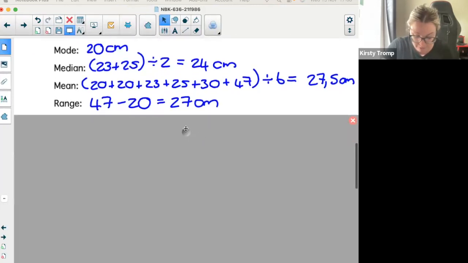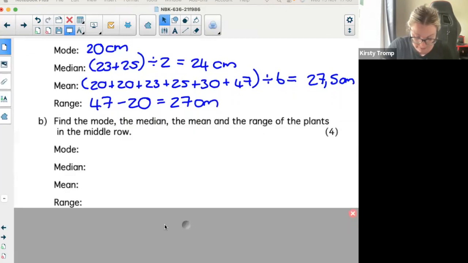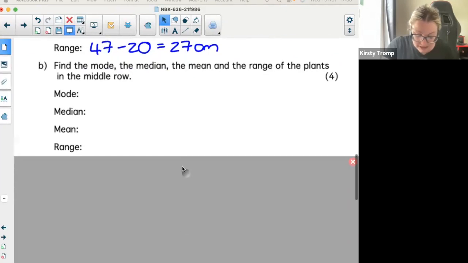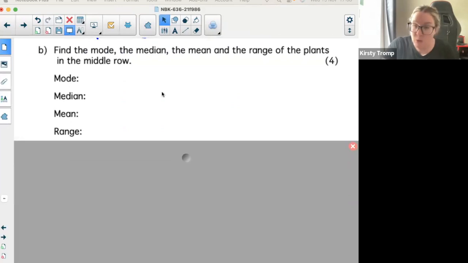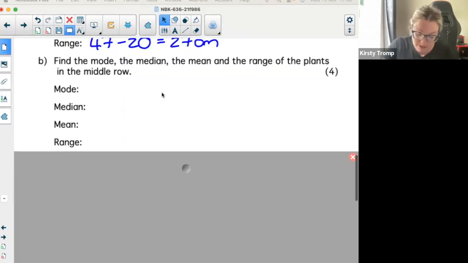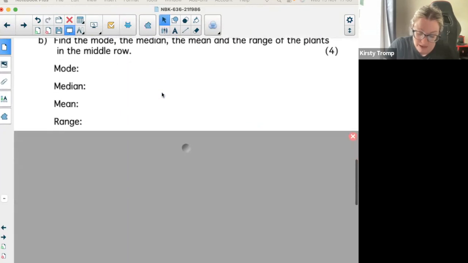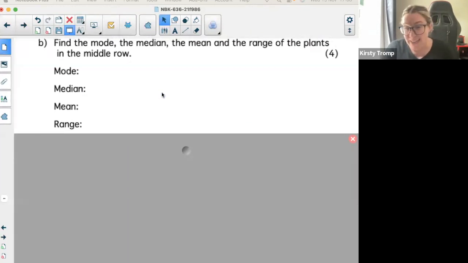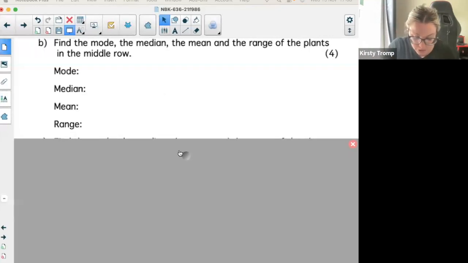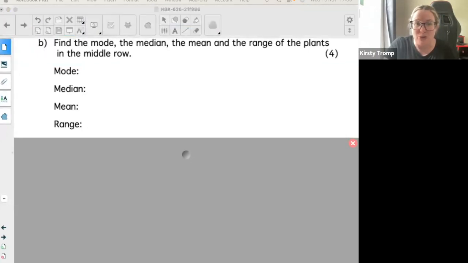Let's carry on from there. We did that question on Monday. We looked at the mode, median, and range of the plants that were in the front row. I want you guys now, as a little refresher for us, to go find the mode, median, and the range of the plants in the middle row.